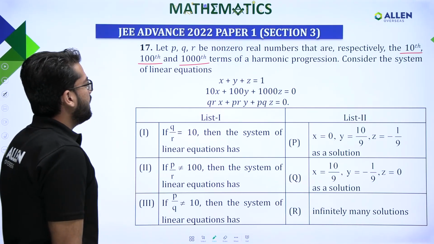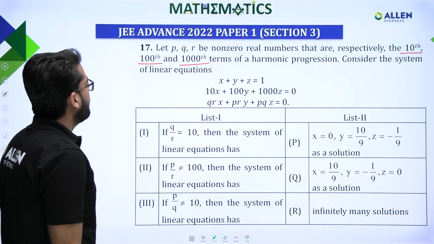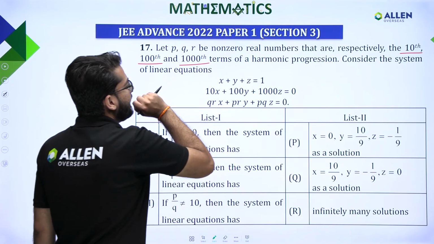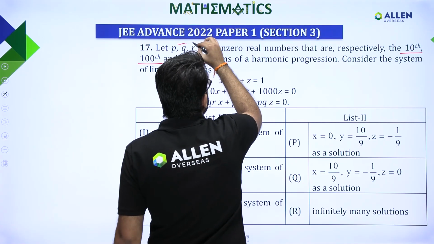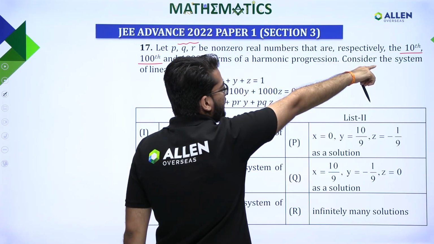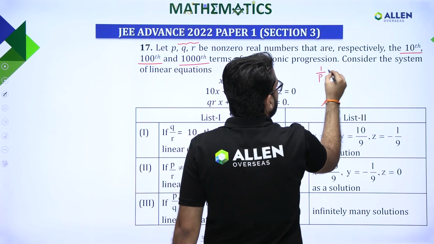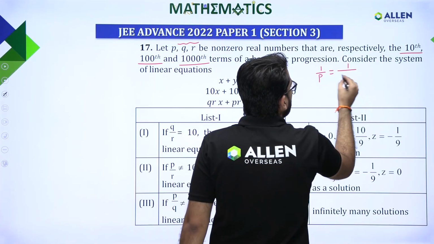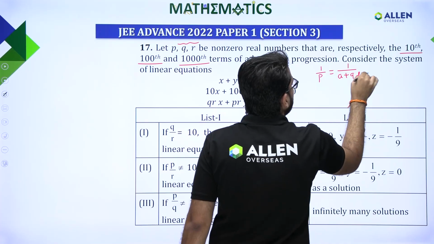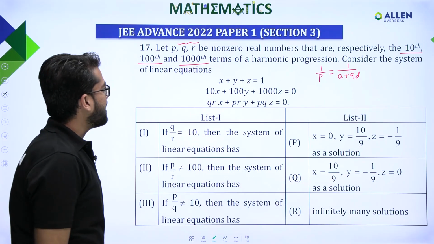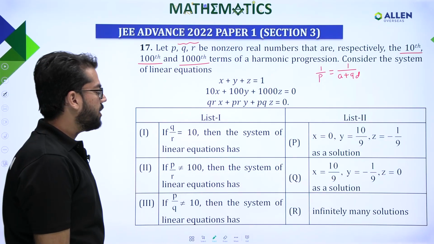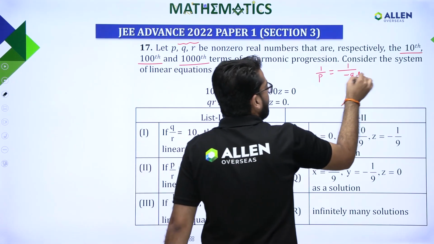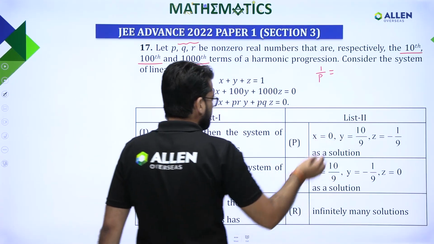Listen, see here, what I just want to take is the important data, that is p, q, r we have in harmonic progression, right? So we can say 1 upon p is what? 1 upon p we can write as a plus 90d, because we have the harmonic progression and the 10th term of the harmonic progression, we have not 1 upon a, only a plus 90d.